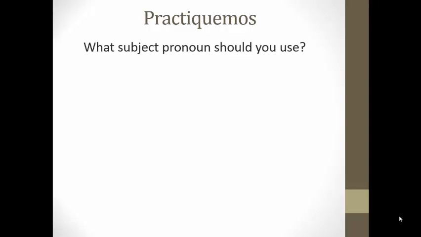Practiquemos. What subject pronoun should you use to talk about yourself? Think about which pronoun you would use, and you can use the chart in your notes guide to look back over what those mean. The best choice would be yo, because yo means I.